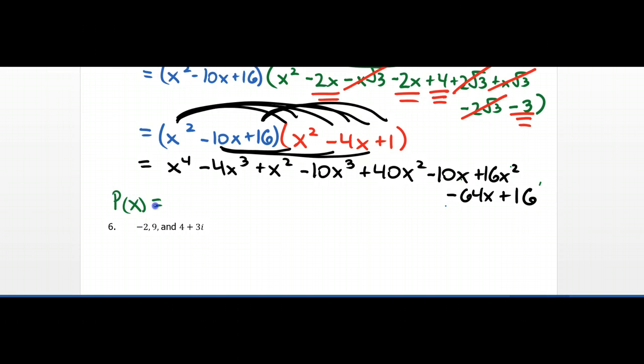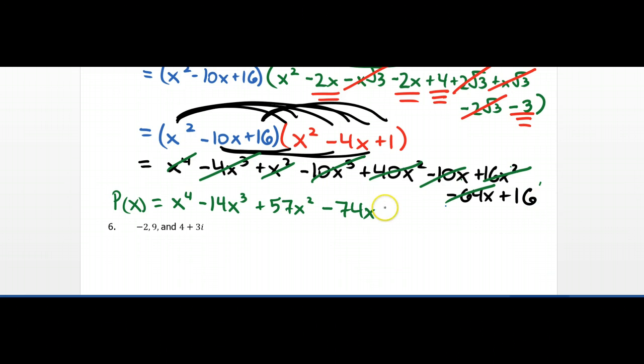And we'll get our final answer. P of x equals x to the 4th is just by itself. We have a minus 4x cubed and a minus 10x cubed, so that'd be minus 14x cubed. We have a plus 1x squared and a plus 40x squared is 41x squared. Plus our 16x squared gives us plus 57x squared. Negative 10x minus 64x is minus 74x. And finally at the end we just have our plus 16.